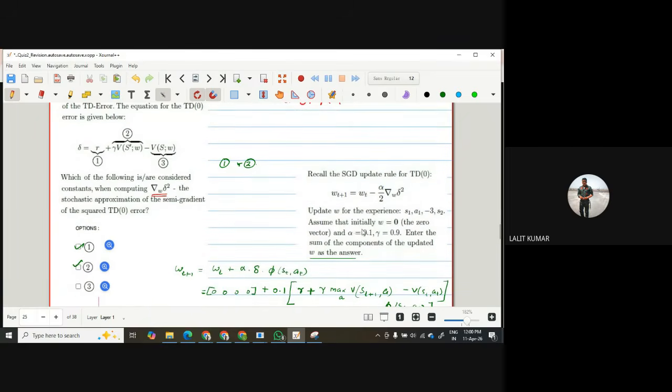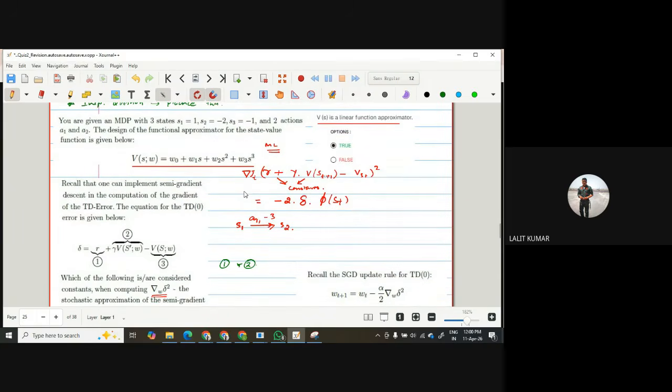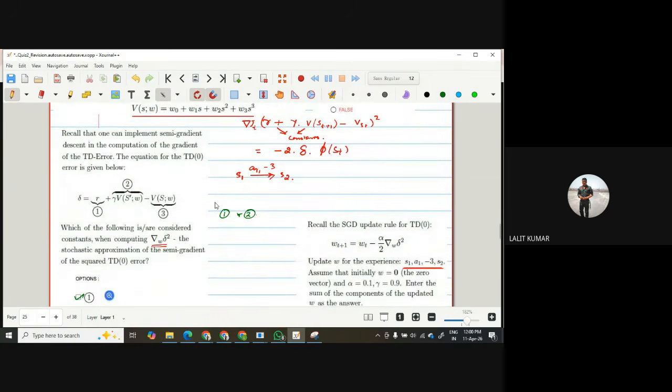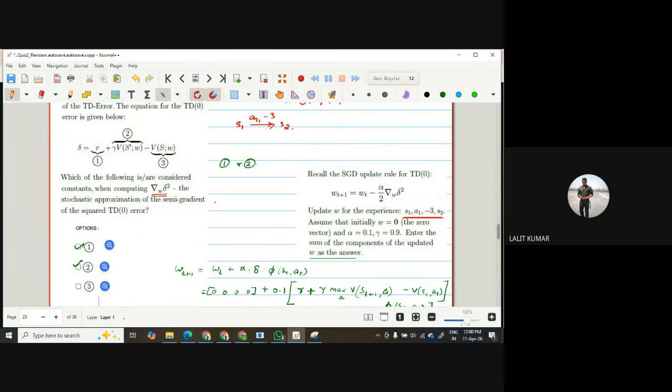Update W for the experience S1, A1, minus 3, S2. Okay, so this is the very important thing. I am in S1, I take action A1, I get a reward of minus 3 and I am reaching S2. And I have to update the W's. So first of all, I have to know the values of W's. Initially all W's are 0. And I have been given alpha is equal to 0.1, gamma is equal to 0.9.